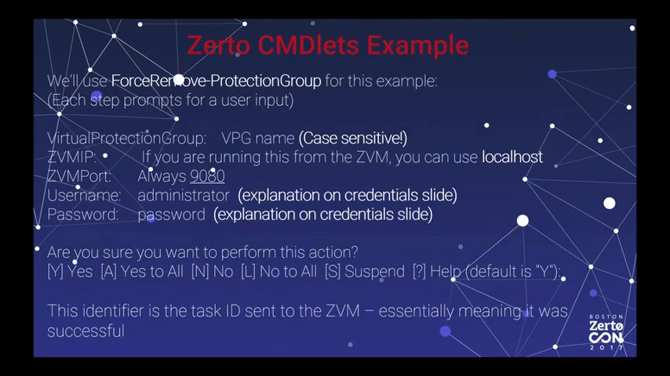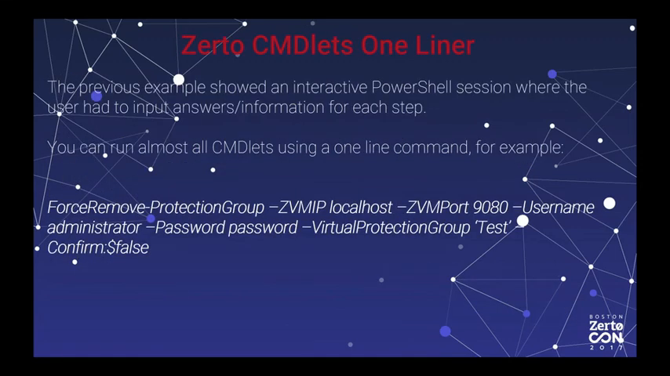But what can we do with it? I'm giving a quick example here of force remove protection group. For those of you who don't know, force removing a VPG is for a situation where the VPG is in an error state or is in a waiting-to-be-removed state. And force remove automatically preserves the target disks, so you don't have to worry about whether it's going to preserve them or not. It's going to do it the same way.